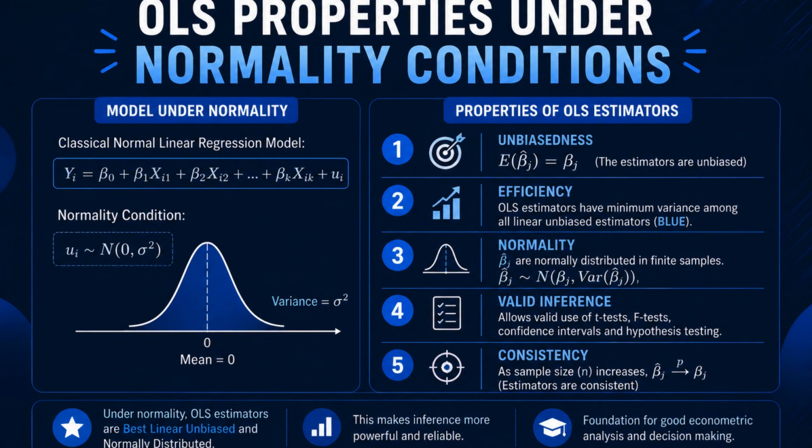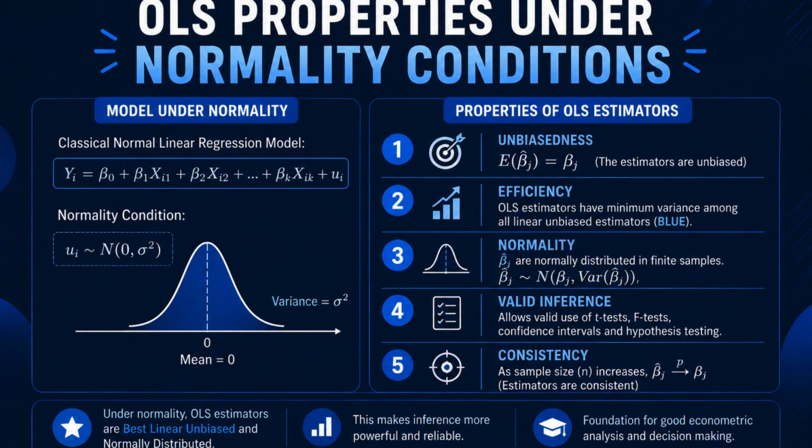Finally, we discussed the properties of OLS estimators. Under the classical assumptions, OLS estimators are unbiased and efficient, meaning they are BLUE. With the additional normality assumption, the OLS estimators have a normal sampling distribution in finite samples, which allows us to derive the standard distributions used for t-tests, F-tests, confidence intervals, and hypothesis testing.